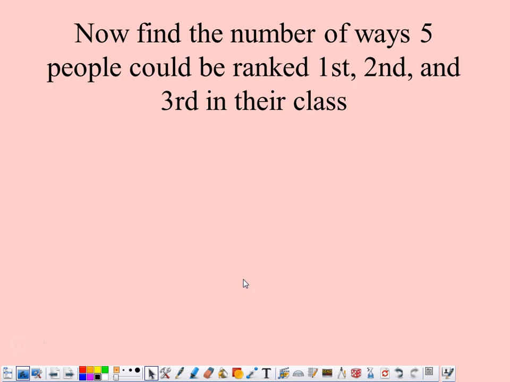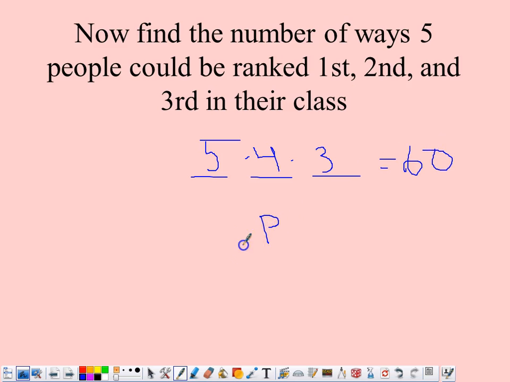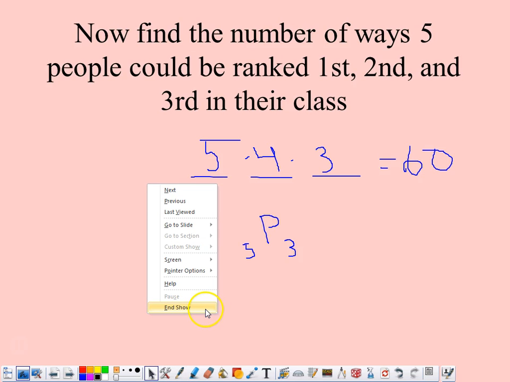Now what it's asking is, find the number of ways 5 people could be ranked first, second, or third in their class. So tell me what I would do. That's it. And so there are 60 different ways. How would I write that as a permutation? Can you do that on your calculator? Do you know how? Do we need to do it?